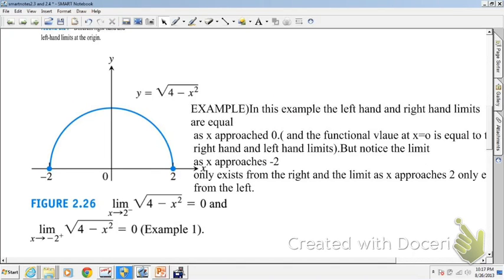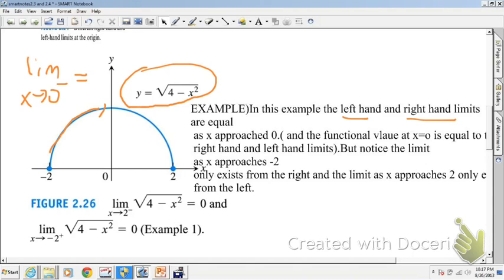Okay, in this next example, our function is y equals square root of 4 minus x squared. And we see the drawing here. What I'd like you to note is that the left-hand and right-hand limits are equal as x approaches 0. So as I'm coming in from the left, limit as x approaches 0 from the left is looking like, and what would that be? 2.